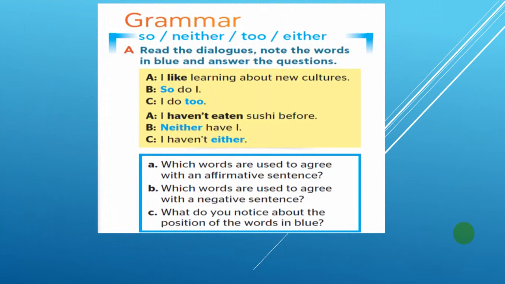Read the dialogue, notice the words in bold, and answer the question here. I want you just now to try to do this one on your own. Pause the video now, read the question and answer it. Then come back to check.